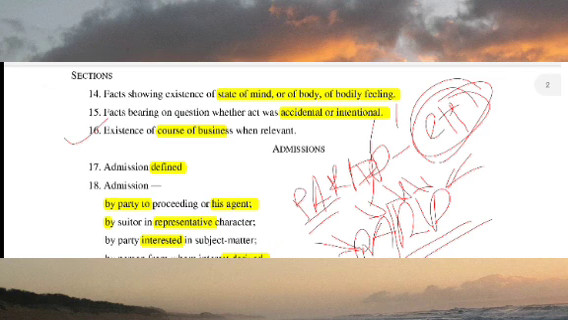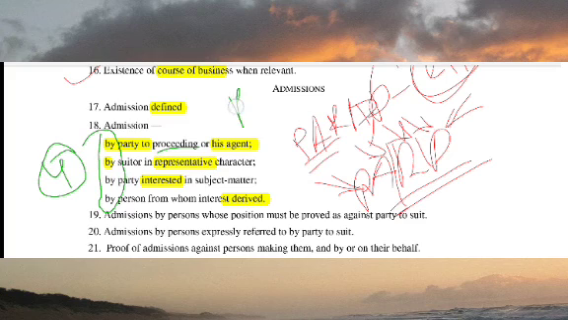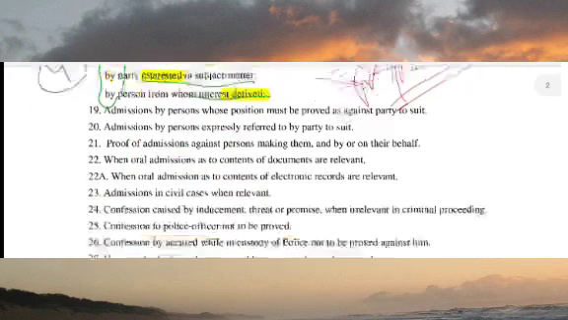Then comes admission. It starts from section 17 to section 23. 17, admission defined, the definition is given. 18, admission by. There are 4 types by whom it can be made. First of all, party to the proceeding or his agent, which is PA. Second one is suitor in representative character, R. Third one is party interested in the subject matter, I. Fourth one is person from whom interest derived, D. PARID, this is the mnemonic.